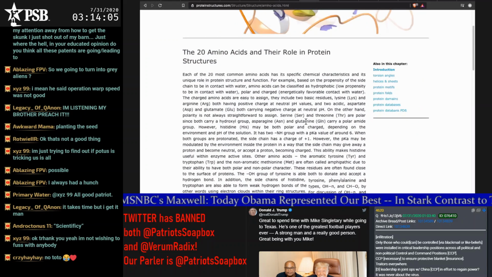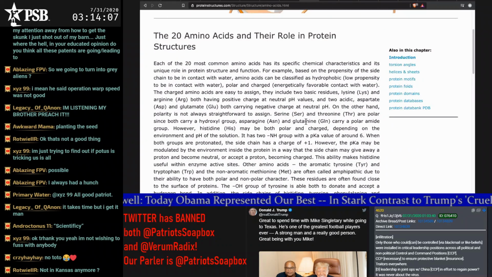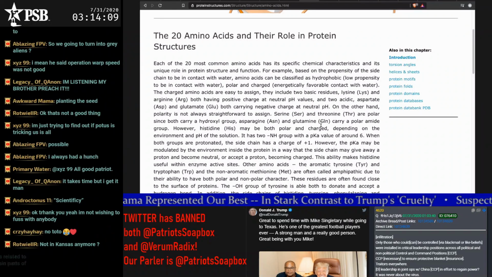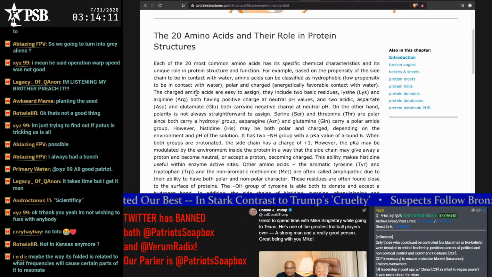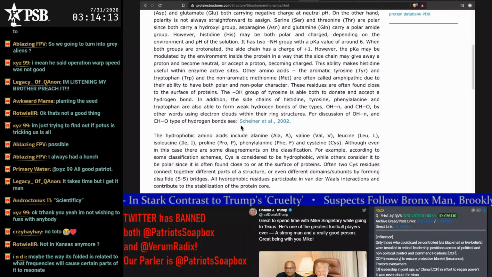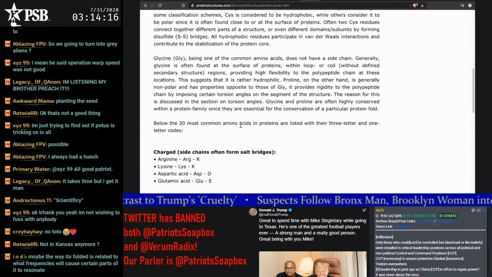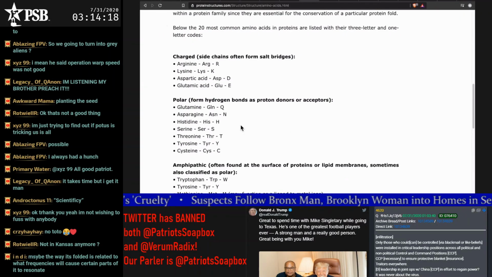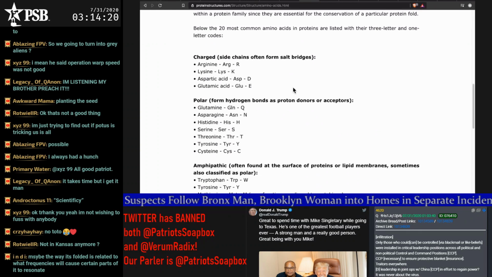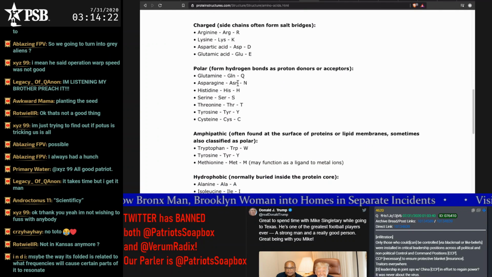Each of the 20 most common amino acids has specific chemical characteristics, based on the propensity of the side chain. They list them all here. And just for posterity, here they are. And some of these things you'll see as ingredients in food.